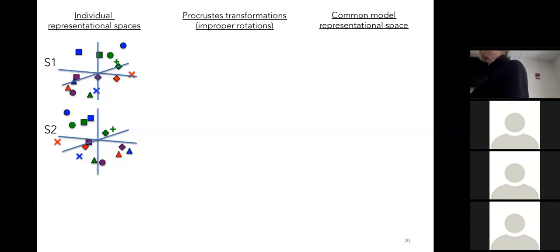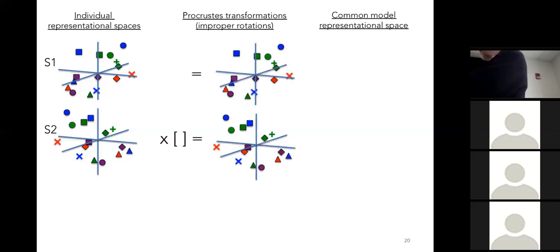Okay, so I'm sorry, I walked away from the mic and half of you didn't hear me. So we want to derive a transformation matrix that will align subject 2 to subject 1. And we use a transformation called the Procrustes transformation. This is an algorithm with a closed form solution, and it calculates a matrix that's an improper rotation. It's a rigid rotation of the vector space to minimize the differences between the paired vectors.